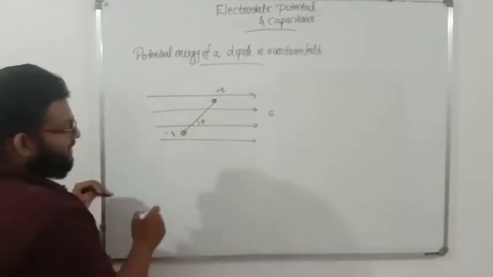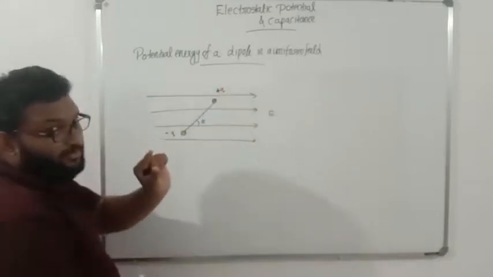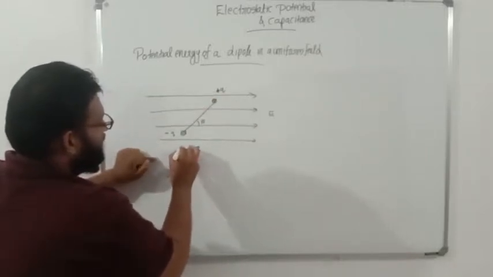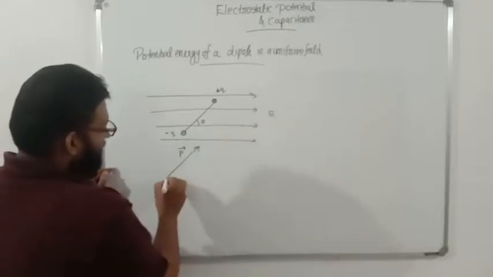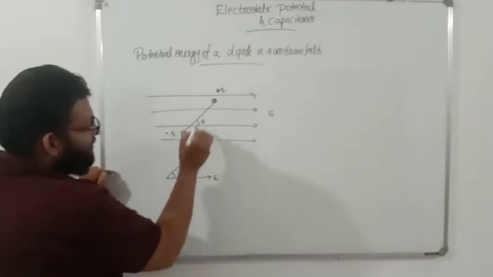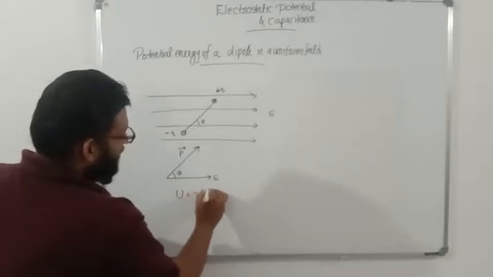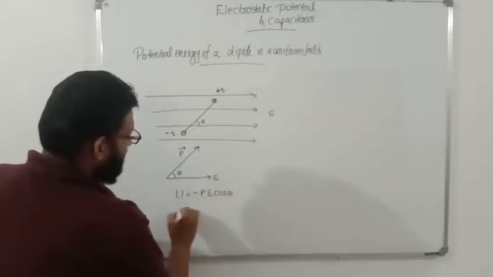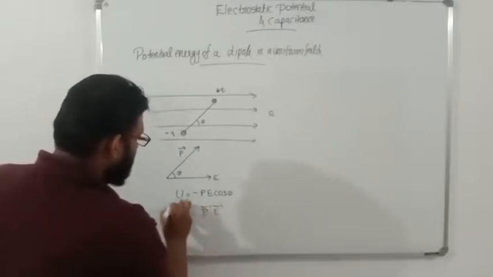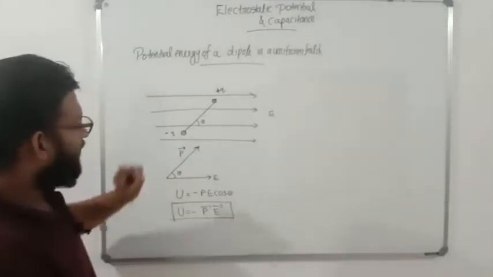Now there are 2 vectors. One of the vectors is the dipole moment. The direction of the dipole moment is from minus Q to plus Q. I draw it like this. This is our dipole moment. And another vector is E. E is the vector. It is parallel, it is horizontal. So the dipole moment is making an angle theta. Then the potential energy of the dipole is written as minus PE cos theta, or we can write minus P dot E. This is the equation we can use to find the potential energy of a dipole.